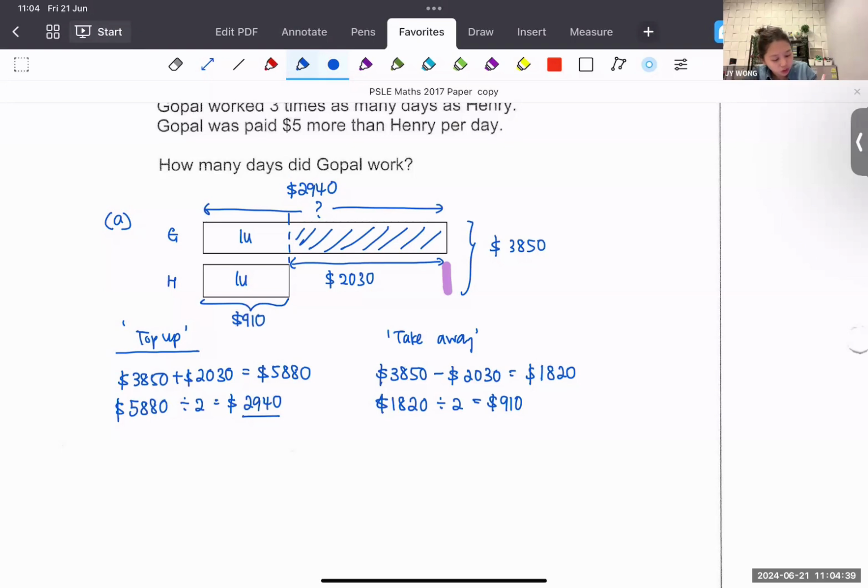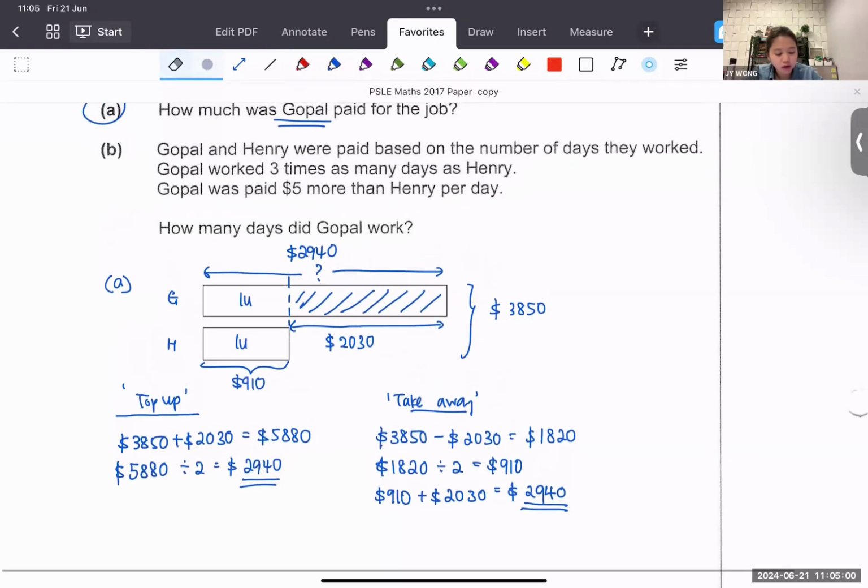So usually we take away to find a smaller unit, but you also can find a bigger unit. So you just need to do one more step. Henry plus 2,030 will give you $2,940. So no change in the answer, just one more step. Okay, so this 1 mark, I expect everybody to be able to get it. So make sure that you read the question.